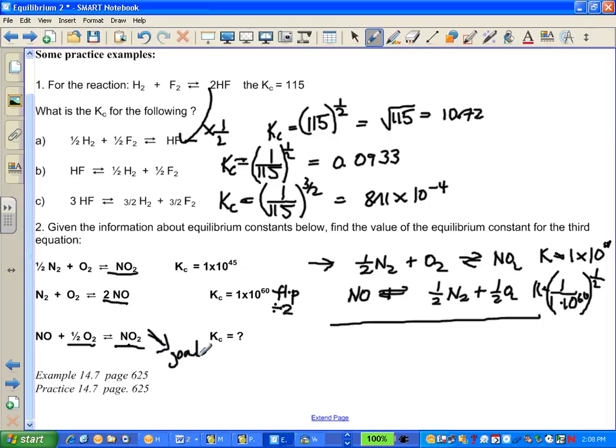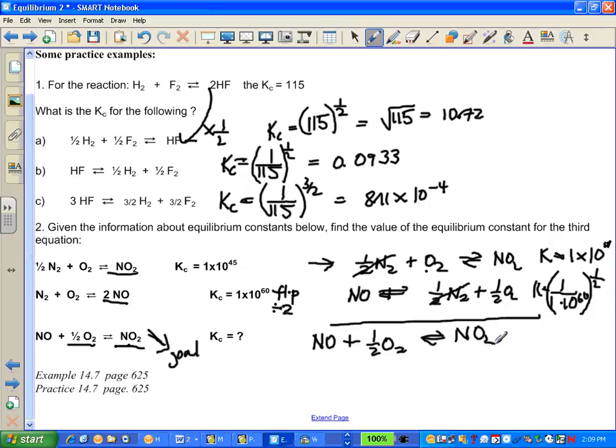Okay, so the goal equation, if we look at this, we've got N2 on both sides of the equation, so those will simplify. We've got O2 on the left and 1/2 O2 on the right side of the arrows. So what we will be left with here is NO plus 1/2 O2 in equilibrium with NO2.